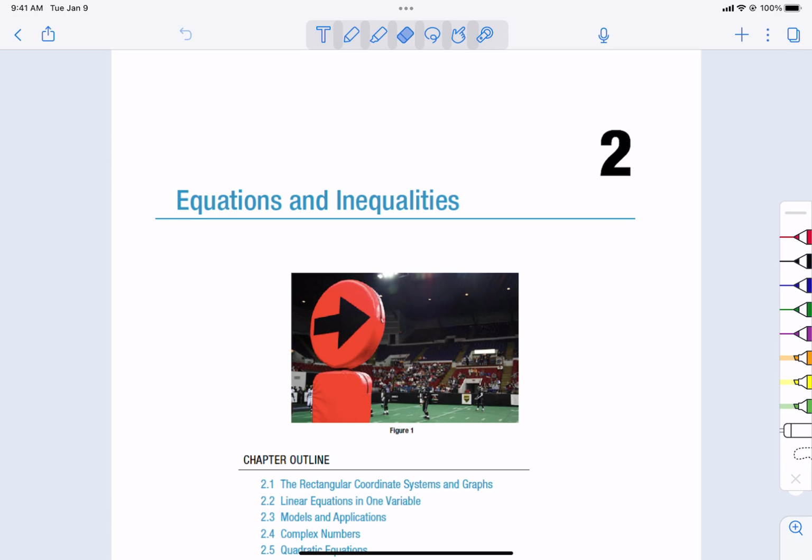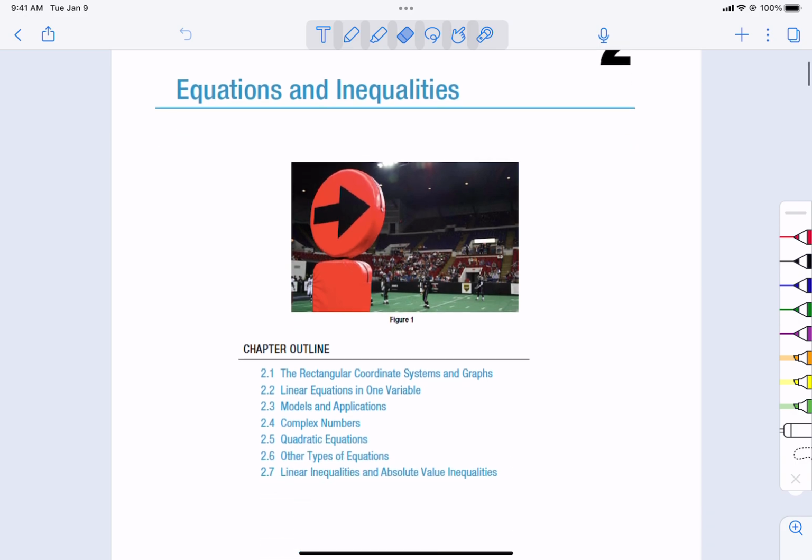So chapter 2 is going to feel very familiar. The first section, if you look here, is just on the rectangular coordinate system and graphs, and that's what we're going to look at today. It's going to start out very simple and straightforward. As you go through, each section kind of builds upon the last one, and so 2.1 is probably the easiest, the most familiar, and then 2.7 you'll still have done at one point in algebra, but it's just a little bit more.